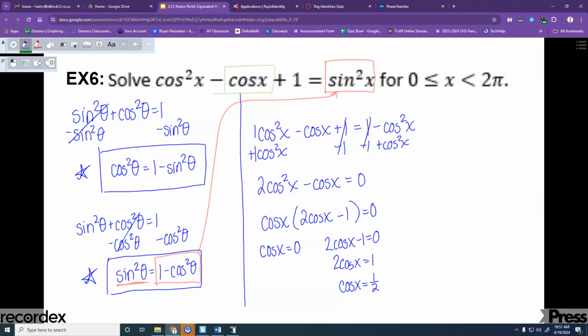Okay, and then we're just thinking unit circle. Where does cosine equal 0? Pi over 2 and 3 pi over 2. So there's 2 answers. And then where does cosine equal 1/2? Pi over 3 and 5 pi over 3. So those will be your answers there.